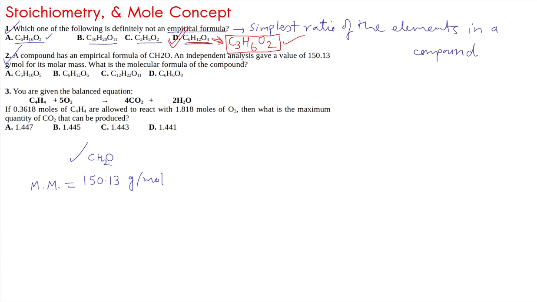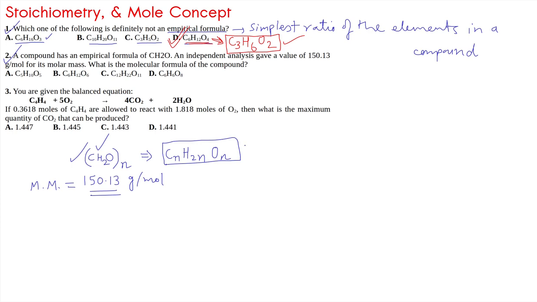So if the empirical formula is CH2O, then the correct molecular formula should be something written with a suffix n. That means if you expand this formula, the molecular formula will be written as CnH2nOn. So this will be the correct molecular formula, but n is unknown, that we have to find out. The molecular mass we already know, that is 150.13. So you will have to determine the value of n.